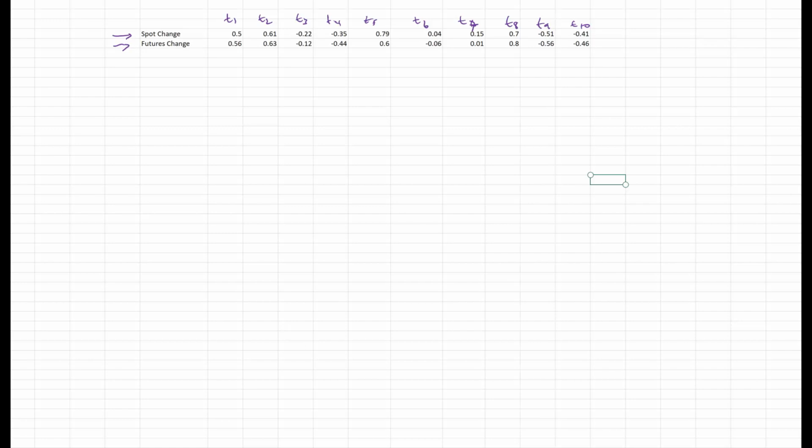What is a hedge ratio? Well, that hedge ratio, we know, is equal to the correlation between these two multiplied by the standard deviation of the change in the spot divided by the standard deviation of the change in the futures. That's our hedge ratio. So we can compute those in a fairly straightforward way. What I'm going to do next is just that.